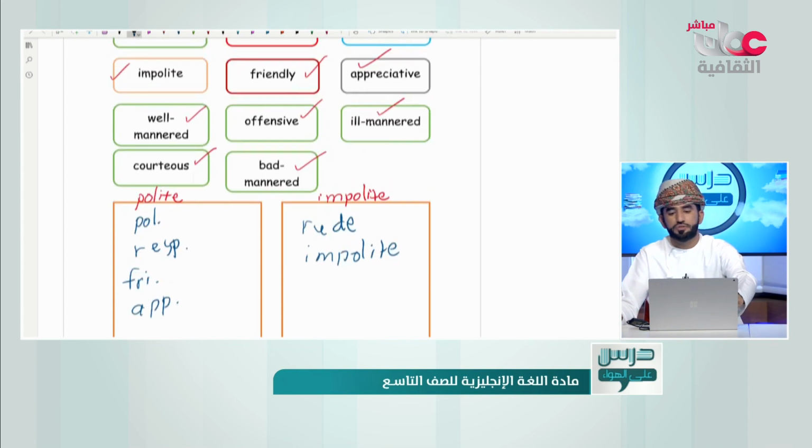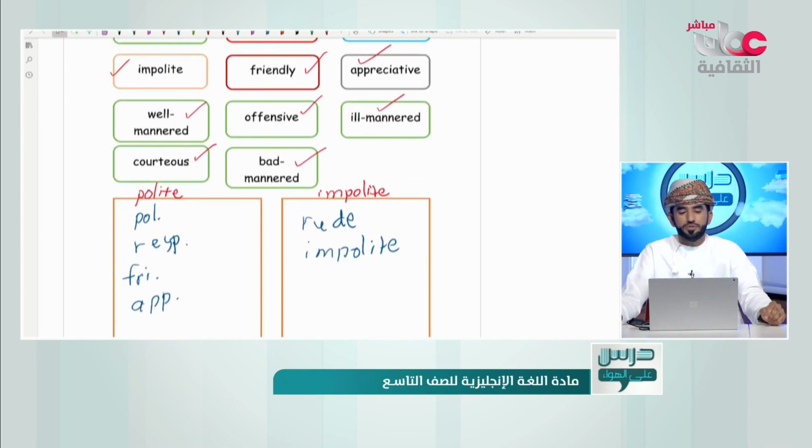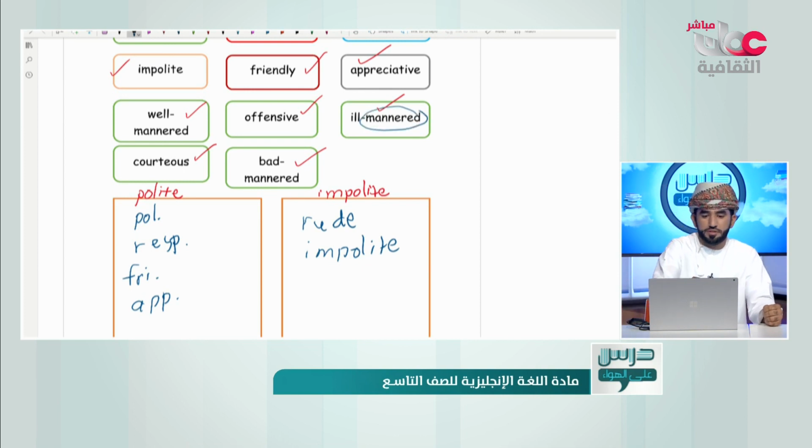Very good. I'm not going to write it all again. Going to this one, well-mannered. Yes, I can hear you guys. We've got 3 words that have got the word mannered. If you can just check this one. Here it is, mannered. And then you've got this one too, mannered. And then there is one more, mannered.